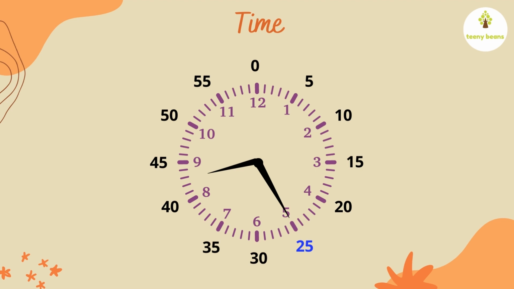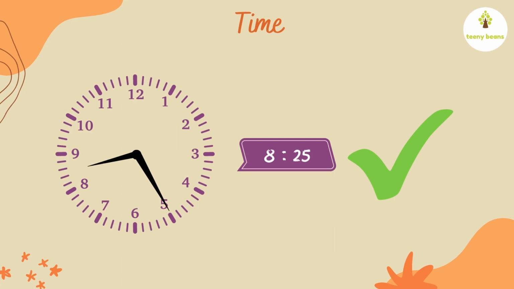So, when the minute hand is on 1, it corresponds to 5 minutes. When the minute hand is on 2, it is mapped to 10 minutes, 3, 15 minutes, 4, 20 minutes, and 5 should be 25 minutes. So, with a minute hand on 5, how many minutes do you think it is? 25 minutes. That's right. So, the time is 8:25. This means we are 25 minutes past 8. We can also say that it is 8:25 on a digital clock.